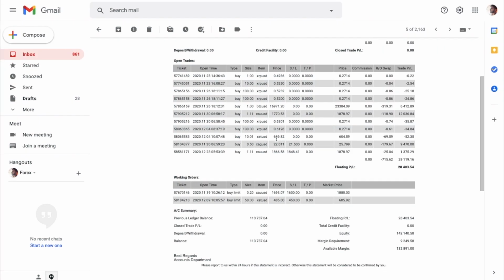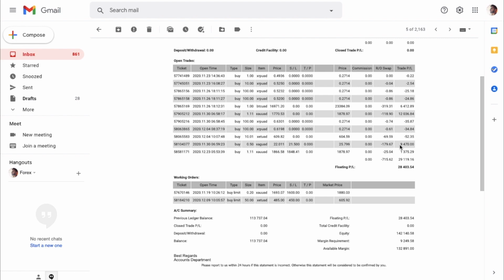The next trade was of Ethereum, and I bought around 10 Ethereum at the price of 609.82. I had a loss of around $120 in this trade. And after that, I took a trade of silver. I bought silver with a lot size of 1, but I closed half of the profit at some level and I kept the other one running.